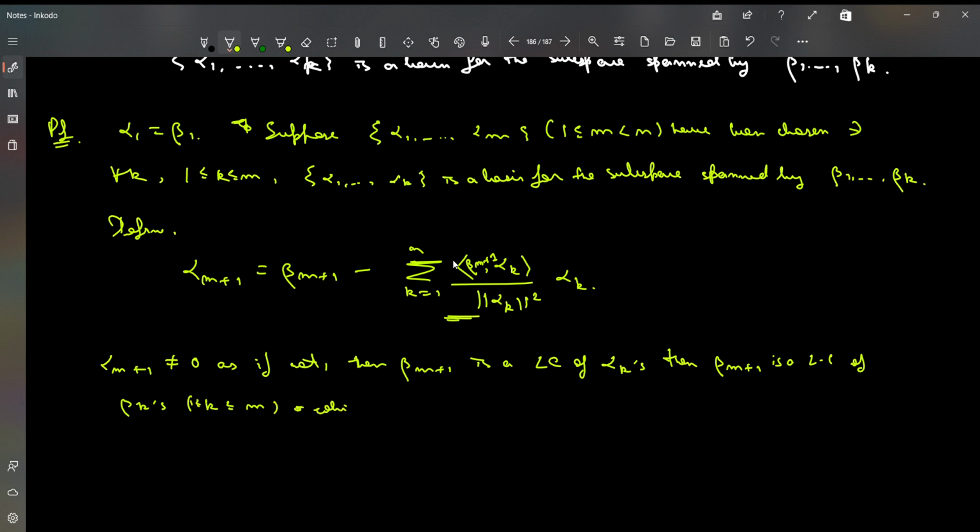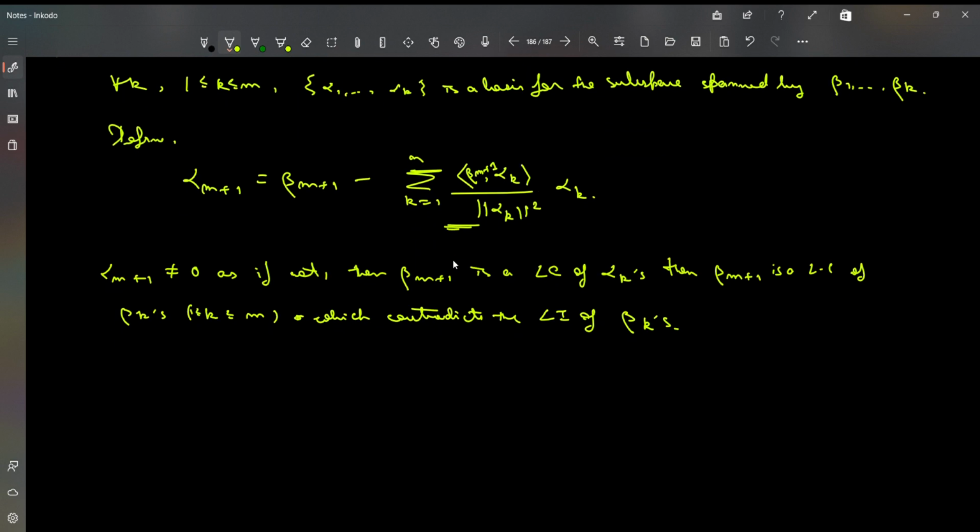right? But this contradicts the linear independence of the beta k's. So therefore alpha m plus 1 needs to be non-zero. This is the first thing. And secondly, we can think about them being orthogonal, because we have already seen that since alpha m plus 1 is non-zero, there is a chance of this collection being linearly independent. Because if it had been 0, there would have been no chance of constructing an orthogonal set, right?